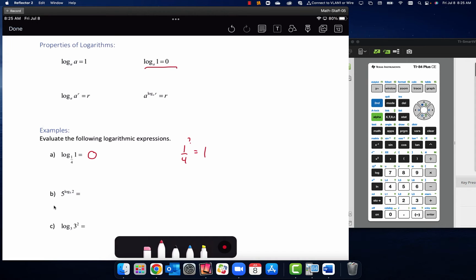Then in the next one, we have 5 raised to the log base 5 of 2. Notice you have a base raised to the log of the same base. That's using this property here. That's just going to be the input of the logarithm, in this case 2. And then we have log base 3 of 3 squared. Again, you're asking yourself, 3 to what power gives us 3 squared? Well, that has to be 2.